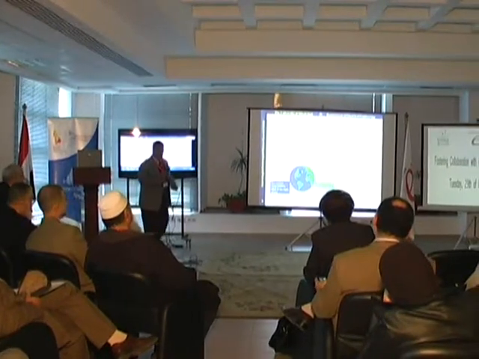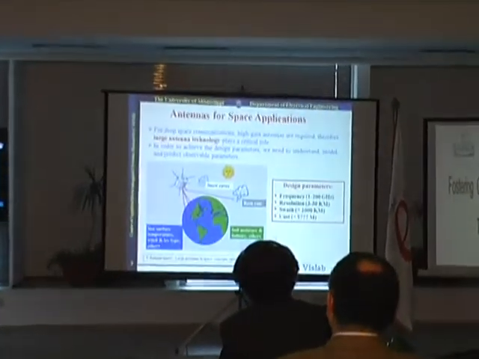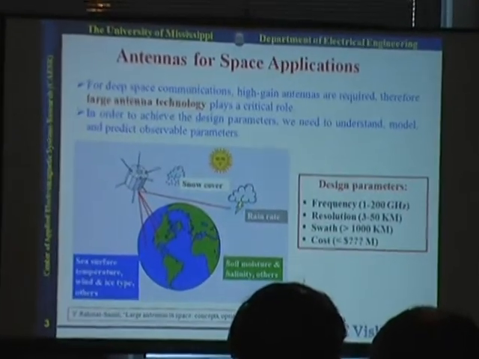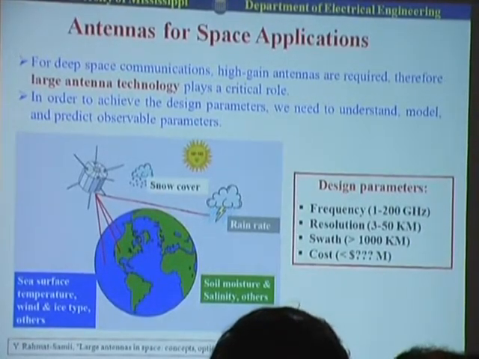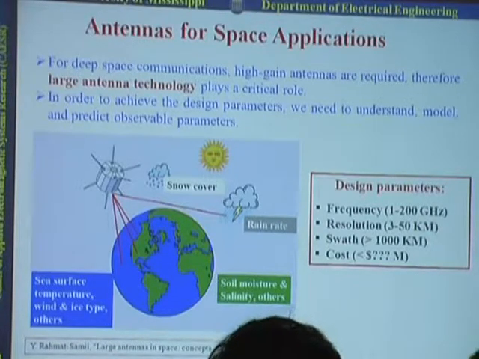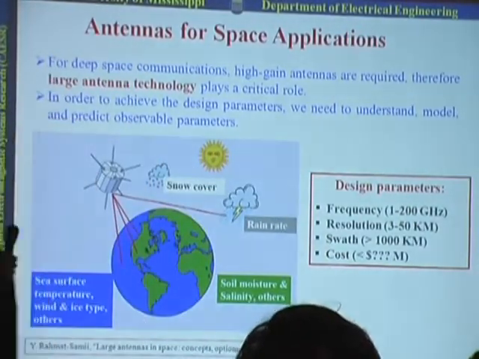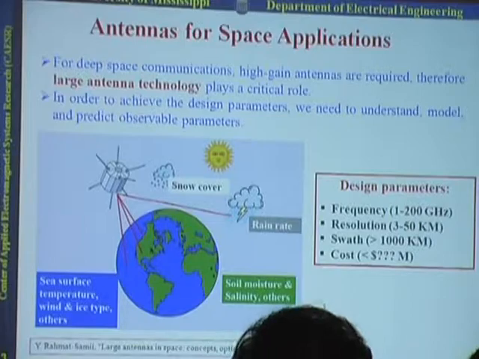And let me give you a very brief introduction on large antennas, and specifically for space applications. We see here a satellite that has to communicate with the Earth and has to capture some images, soil moisture, or any other surface profile. It has to go through snow, sun, rain, all kinds of climate variations. For this, we really need antennas with specifications like frequencies that go all the way from 1 to 200 gigahertz, resolution from 3 to 50 kilometers, and the swath itself most likely over 100 kilometers, and obviously the costs are in billions.